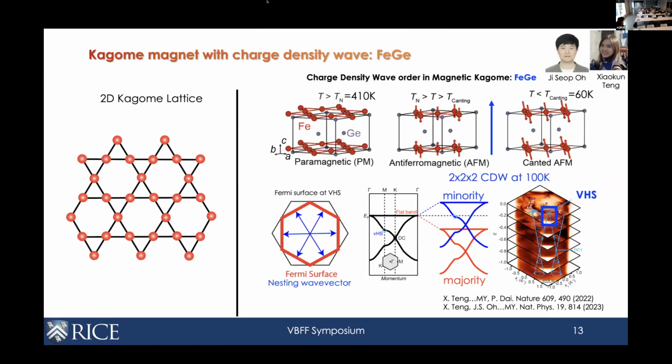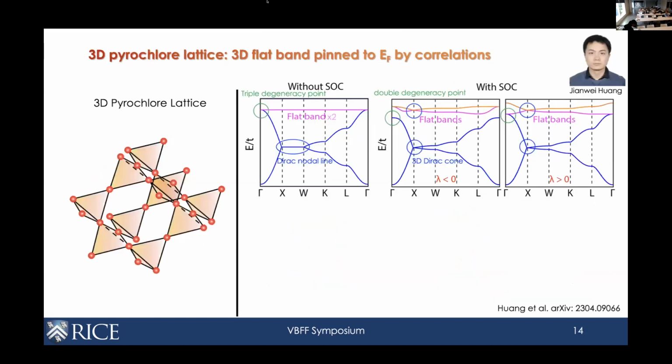I'll be brief in the next couple of slides. Actually, I won't talk about iron germanium because I think Peng will talk about this. I'm going to skip this. And going from 2D to 3D, Jian also talked about this in the workshop, so I won't spend too much time on this. But the exact same thing happens in 3D.